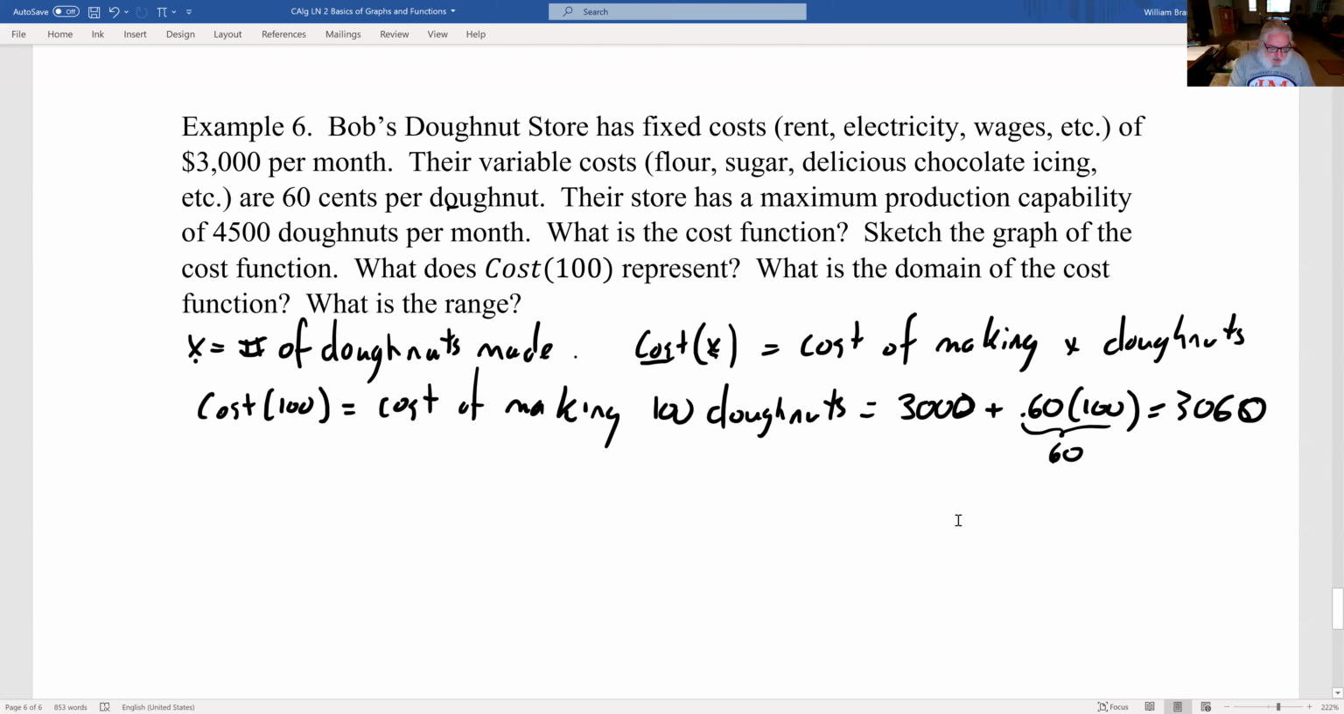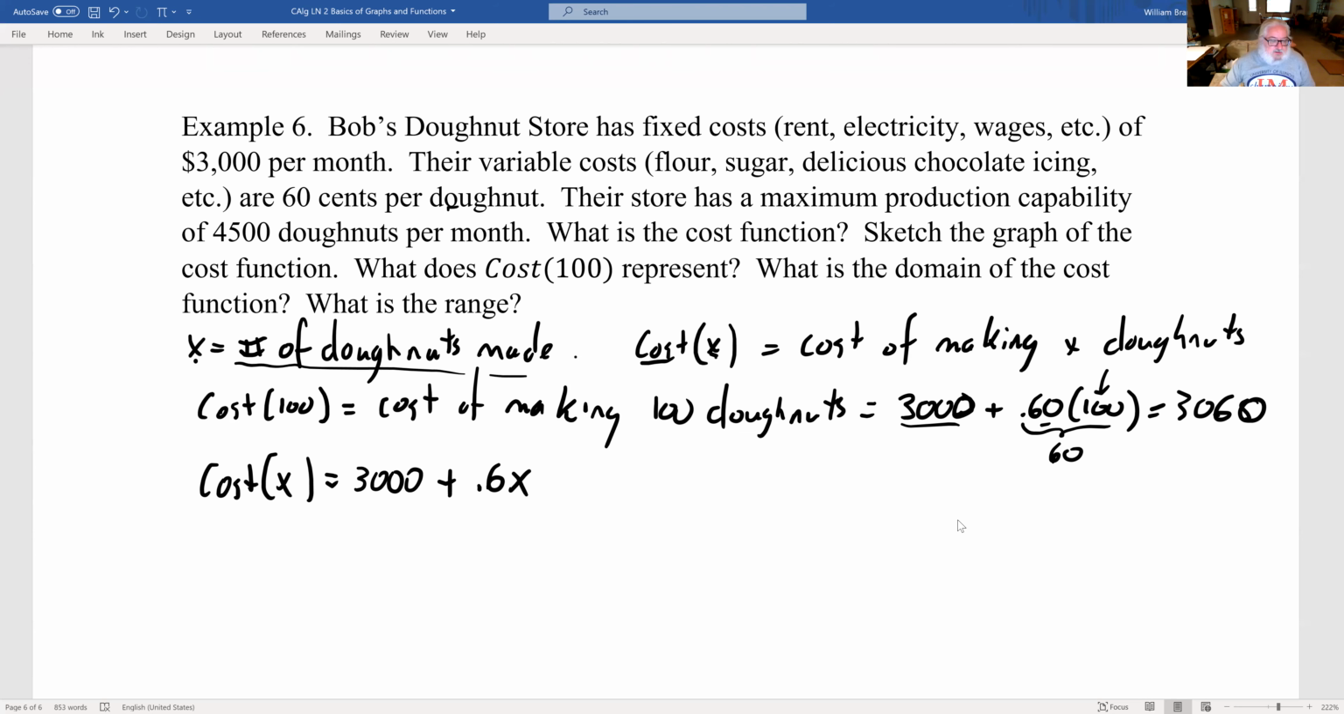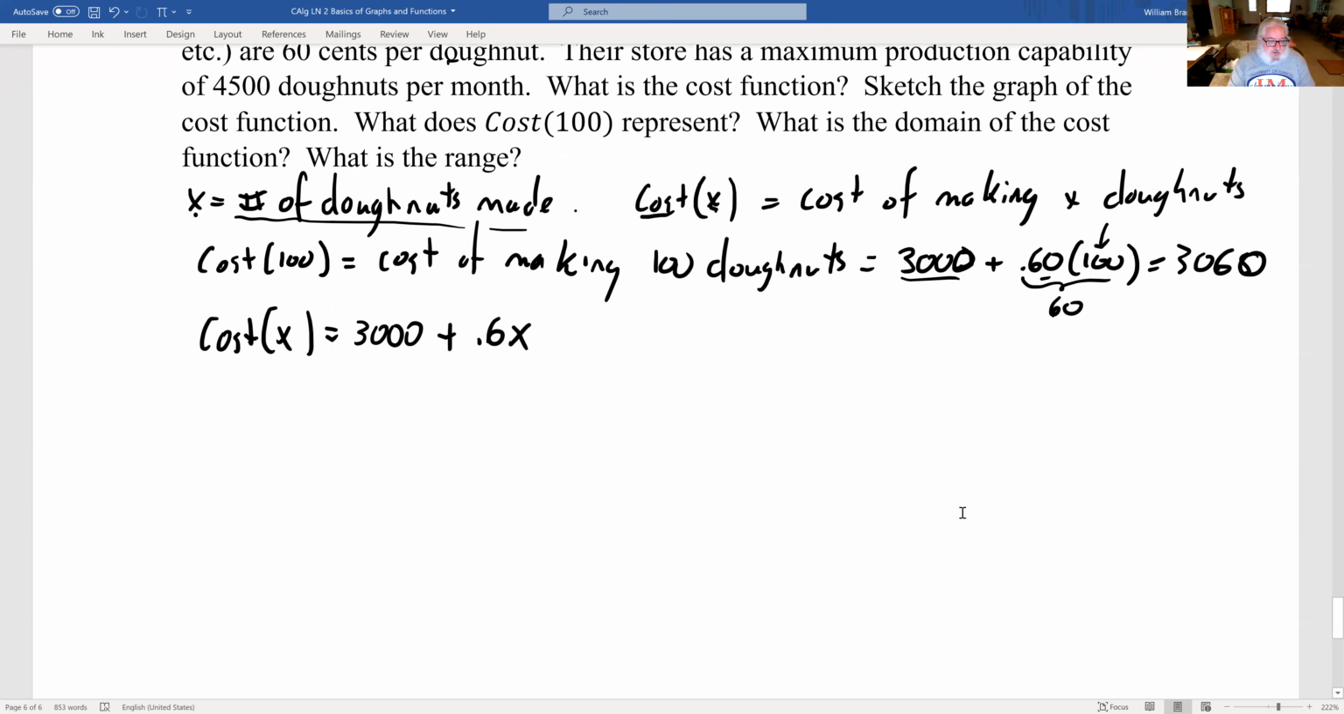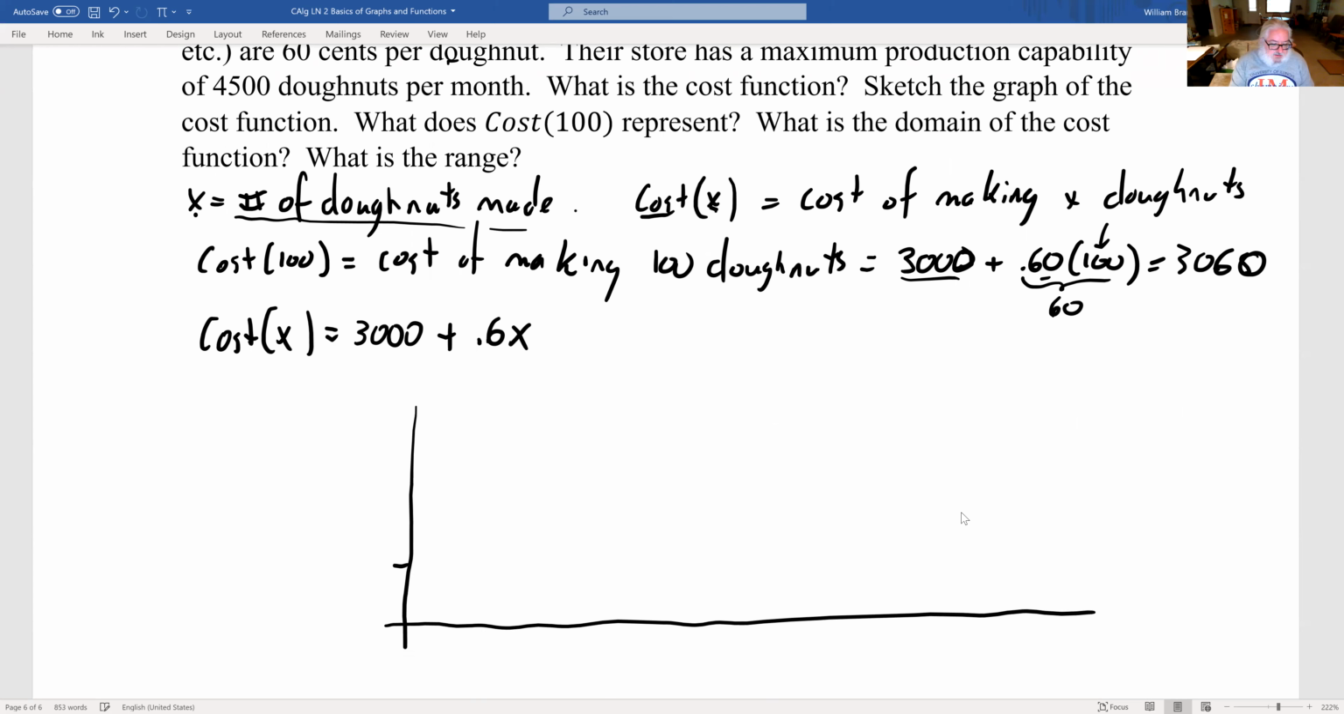So what is the actual cost function going to be? Well, we can see how that works. 3,000 regardless of how many donuts you make, plus 60 cents times the number of donuts that you actually make. And that's what the variable x stands for. So there's our cost function. We can sketch a graph of it. It's a line. Y-intercept is 3,000, slope is 0.6. So it's going to start at 3,000. Often when you are asked to graph functions, you don't need to be too precise about it. Just need to sketch it a little bit.